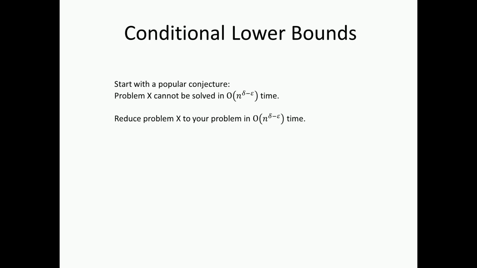So I want to start by showing how to use fine-grained complexity to obtain conditional lower bounds. We start with a popular conjecture that says that some problem X cannot be solved in time better than n to the delta, up to improvement in the exponent. Then we reduce that problem X to your problem in time better than n to the delta, again up to improvement in the exponent. Then conditioned on the hardness of that problem X, your problem cannot be solved in time better than n to the delta.